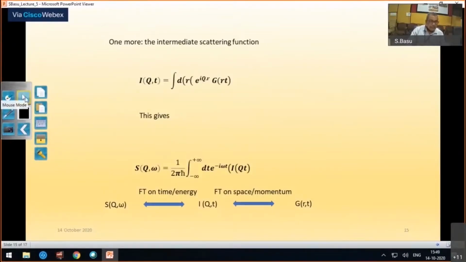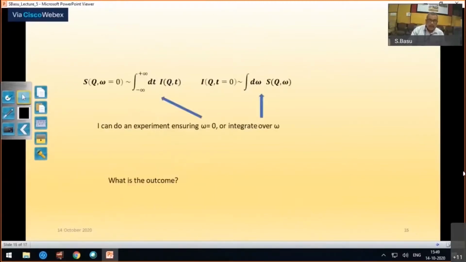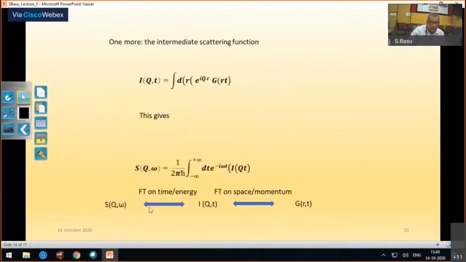So I have S of q, omega, I of q, t, G of r, t, and we measure experimentally S of q, omega in all the sources. Now let's look at an interesting thing. From the relationship that I showed you, S of q, omega equals integral dt e to the power minus i omega t I of q, t, right? Or I can write it inversely.